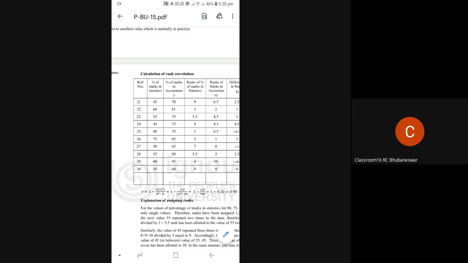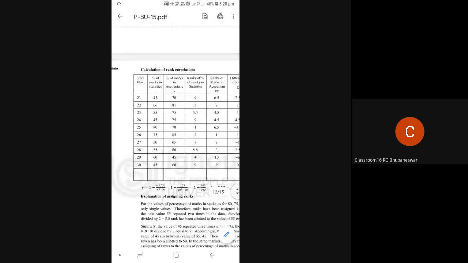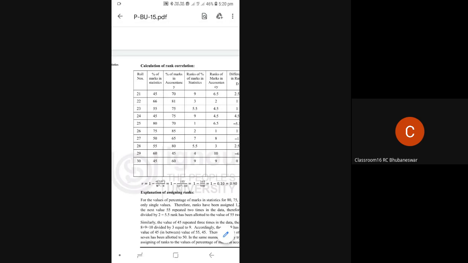For the fifth rank, you will see 55 is appearing twice. That means it is calculated by position: 55 has two places, the 5th place and the 6th place. So 5 plus 6 divided by 2 is equal to 5.5. So 5.5 is the rank given to both the 55s. The 6th position is already taken, as 5.5 is assigned for both the 5th and 6th positions.